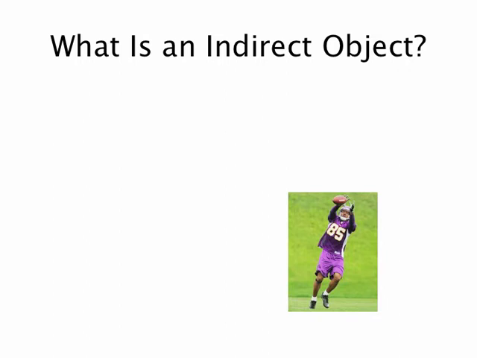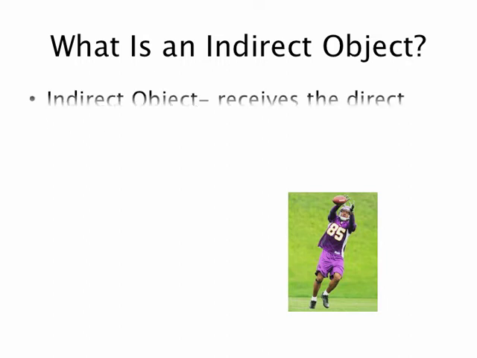We know that a direct object is the receiver of the action. So for example, he threw the ball. Who's receiving the action of the throwing? The ball. Well, the indirect object receives the direct object. So one thing you always have to remember is, to have an indirect object, you have to have a direct object. Okay? So if there is no direct object, there cannot be an indirect object.